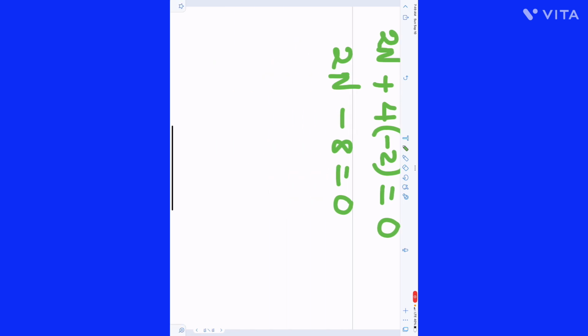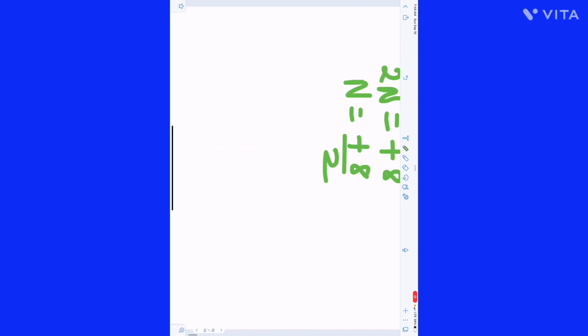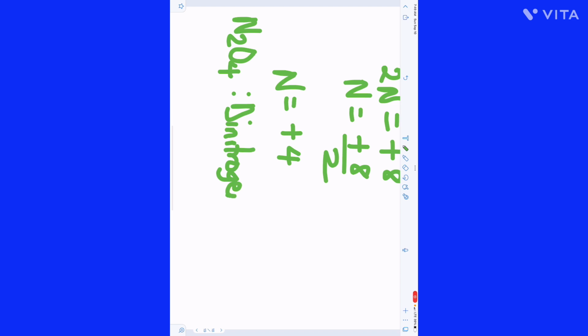2N minus 8 is 0. 2N is 0 plus 8. 2N is plus 8. N is plus 8 over 2. And N is plus 4. So the oxidation number of nitrogen in this compound is plus 4. N2O4. We call it dinitrogen tetroxide. We call it dinitrogen(IV) oxide.